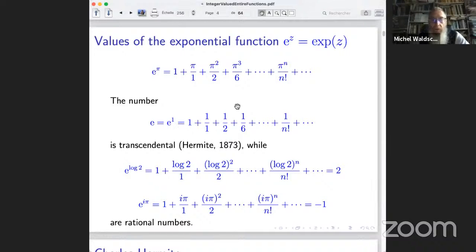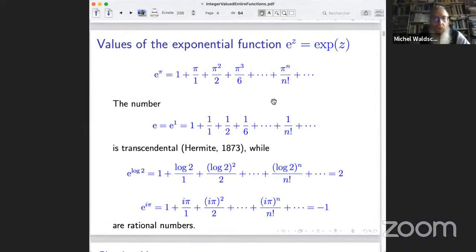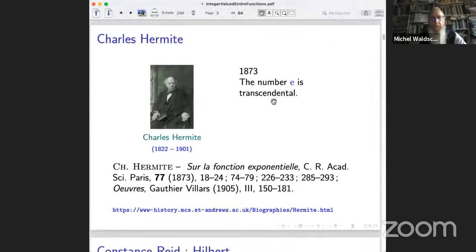And so the question is to predict when a value will be algebraic or transcendental. Here it is the value of the exponential function at a transcendental point, and it can be algebraic and it can be rational or it can be transcendental. So it's not obvious to answer the question.